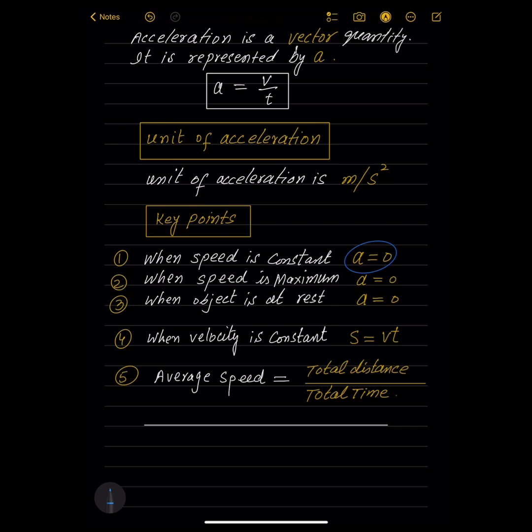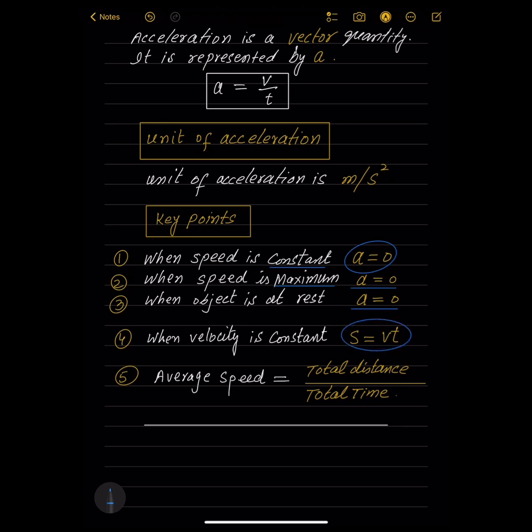When the speed is maximum, देखें जब मैक्सिमम स्पीड होती है तो फिर भी स्पीड में कोई चेंज नहीं होती, इसलिए फिर भी एक्सेलरेशन जो है वो 0 होगा. व्हेन द ऑब्जेक्ट इज़ एट रेस्ट, जब रेस्ट पे कोई ऑब्जेक्ट हो तो उसका इनिशियल एक्सेलरेशन जो है वो भी ज़ीरो होता है.